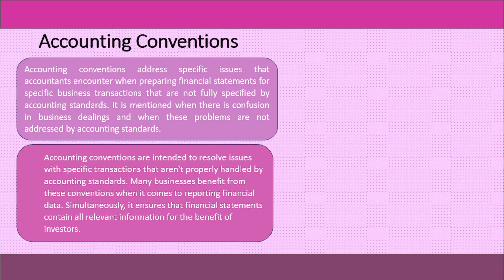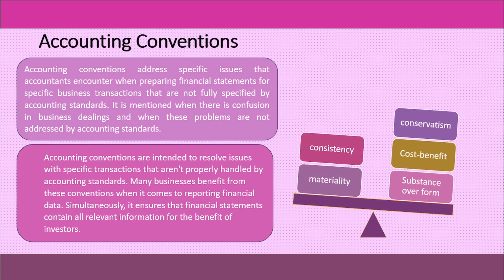These conventions provide scope that certain assumptions and principles must be modified in order to prepare accurate financial statements. These conventions include consistency, materiality, conservatism, cost and benefit, and substance over form. We will discuss all of these in another lecture.